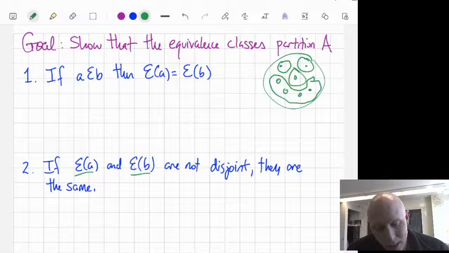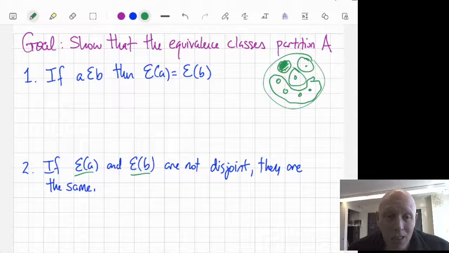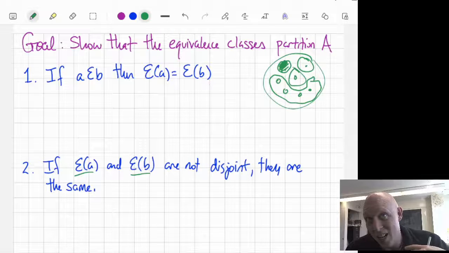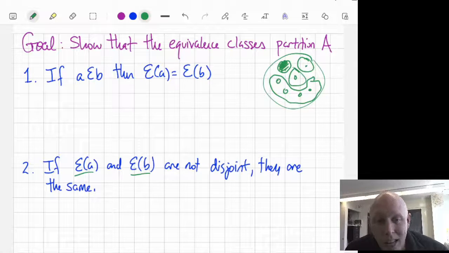So what that means is you'll start by choosing points in your set A, and they have to be in some set, but what we need to make sure is that those sets partition the set A, that is, each element is in one and exactly one set.